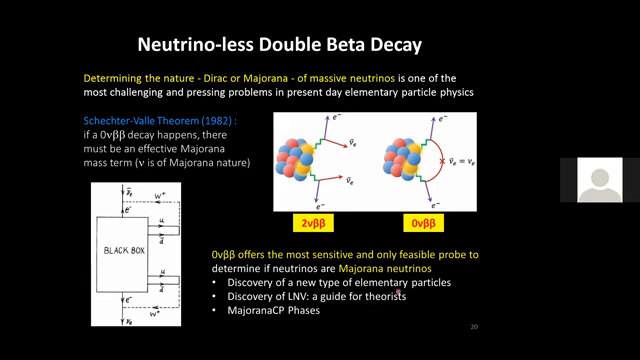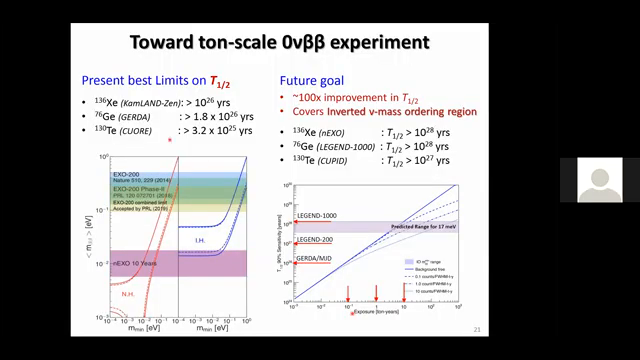It's not only a discovery of a new type of elementary particle, but also of a process with lepton number violation, and it constrains the Majorana physics. So the current limit is here. The world's best limit is here at around 10 to the 26 years. The future goal is to have almost 2 orders of magnitude improvement in this half-life to cover the inverted mass ordering region.